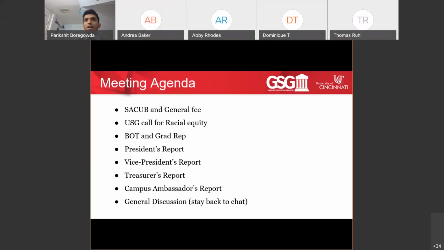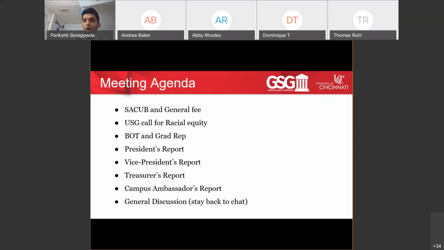Then we will be having undergraduate student government representatives who have called for racial equity with the University of Cincinnati. They will be sharing their call for action with the graduate student government, and they did reach out to me a month back for support from the graduate student government. Since this is our first General Assembly, I've invited them to share their response and see how the GSG would like us to respond, or if you would like to support their action.